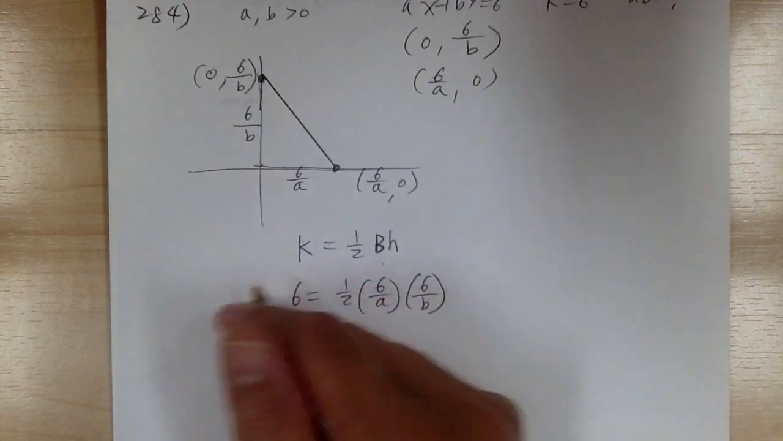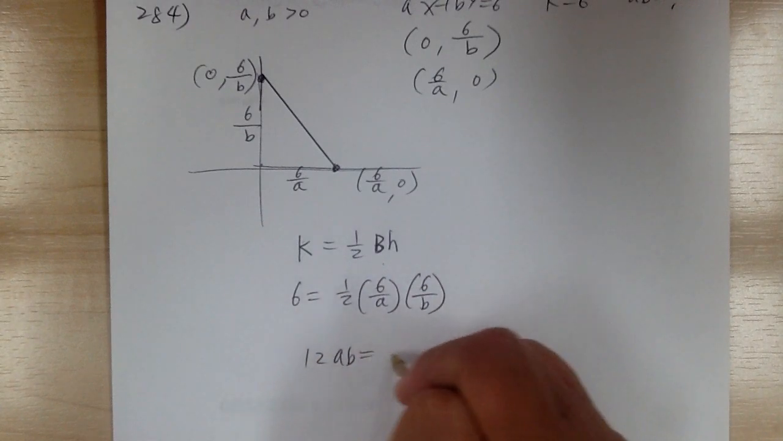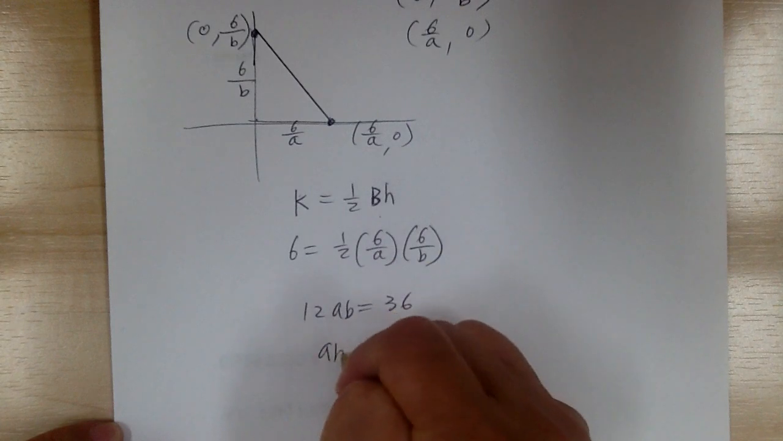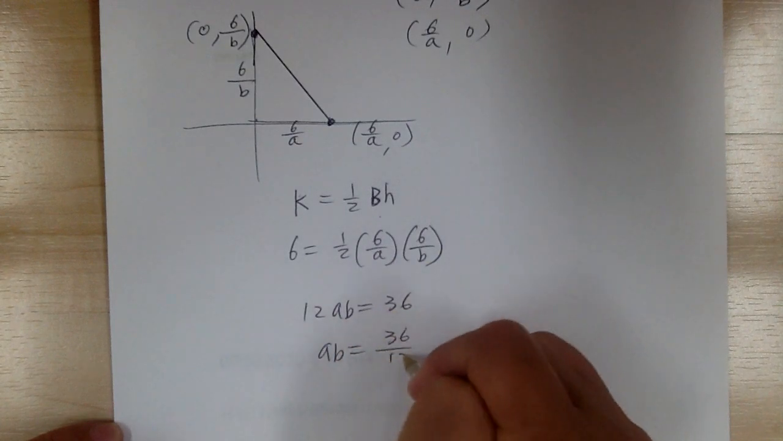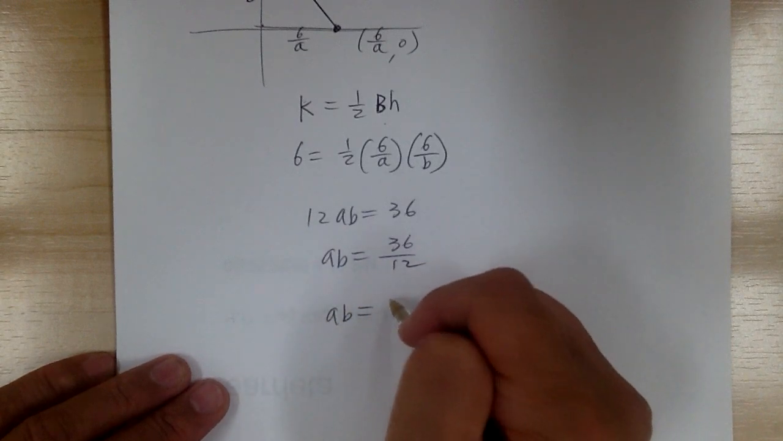Okay, so let's cross multiply everything. So I got 12ab equal to 36. Divide by 12, so ab equal to 36 over 12. So ab equal to 3.